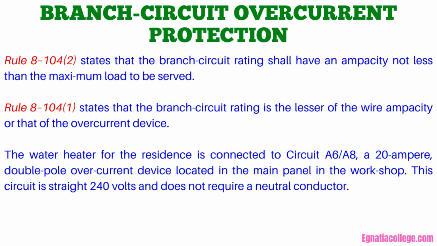Rule 8-104(2) states that the branch circuit rating shall have an ampacity not less than the maximum load to be served. Rule 8-104(1) states that the branch circuit rating is the lesser of the wire ampacity or that of the overcurrent device. The water heater for the residence is connected to circuit A6A8, a 20 ampere, double-pole overcurrent device located in the main panel in the workshop. This circuit is straight 240 volts and does not require a neutral conductor.